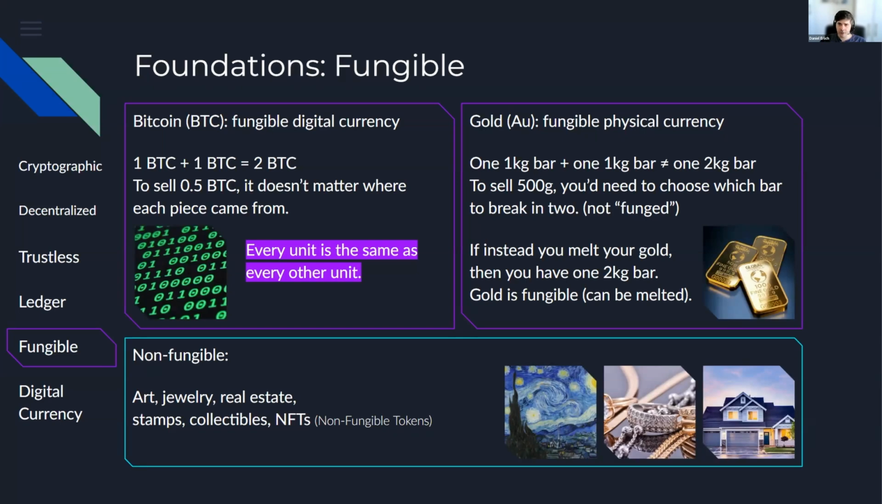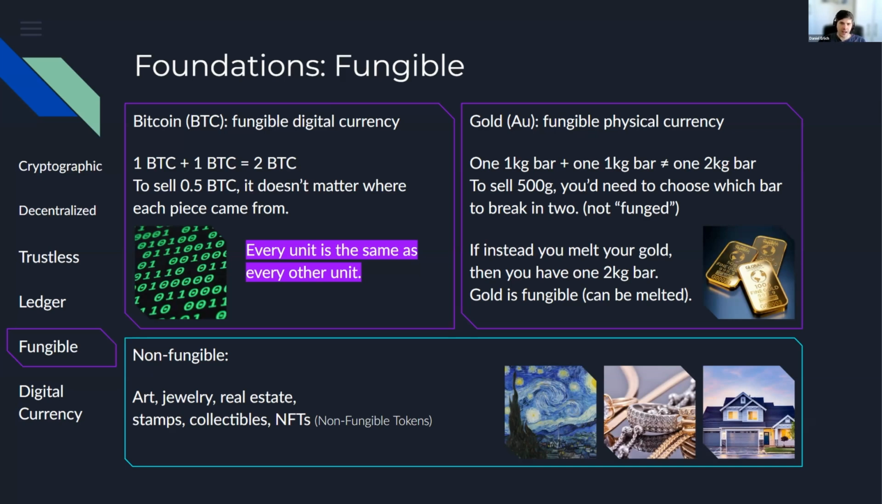Now, if you compare that with gold, gold is also fungible, but it's a physical currency. So let's say you have a 1 kilogram bar of gold and someone gives you another 1 kilogram bar of gold. You do not magically have one 2 kilogram bar of gold. No, you have two 1 kilogram bars. So if you want to sell 500 grams of gold, you would need to choose what bar to break in two. This means that the gold at this point is not funged, which is not a real word, but totally should be. Now, if instead you melt down your gold, then you can forge it into one 2 kilogram bar. That means that gold is fungible. It can be melted, again, from Latin.